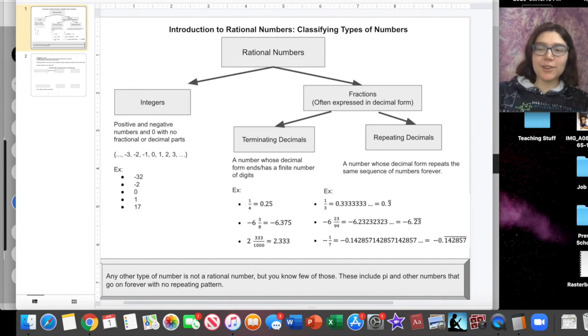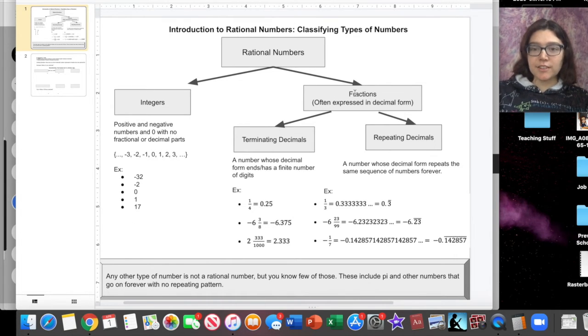So we're not really focusing on that at all in 7th grade. But we're going to be working with rational numbers, which is basically any number outside of that. So that includes integers. Okay, integers are positive and negative numbers and 0 that have no fractional or decimal parts. So 0, 1, 2, 3, 4, 5, those are all integers. And then the negative, or the opposite of all those numbers, are also integers. -1, -2, -3. So integers is a type of rational number.